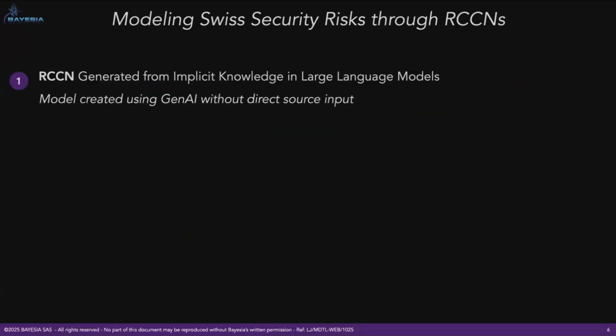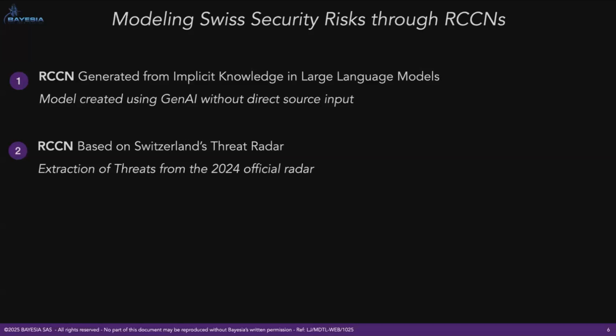As I said, the agenda is quite full. First I want to show you how we can generate this, which I'm going to call RCCN for short, risk-centric causal network. We can start building it just by using the implicit knowledge of the large language models, which means there are absolutely no documents. We are using the knowledge encoded in the deep neural networks used in the LLMs, right? Then we are going to see how we can induce this RCCN, but this time by using the information contained in the threat radar, right?